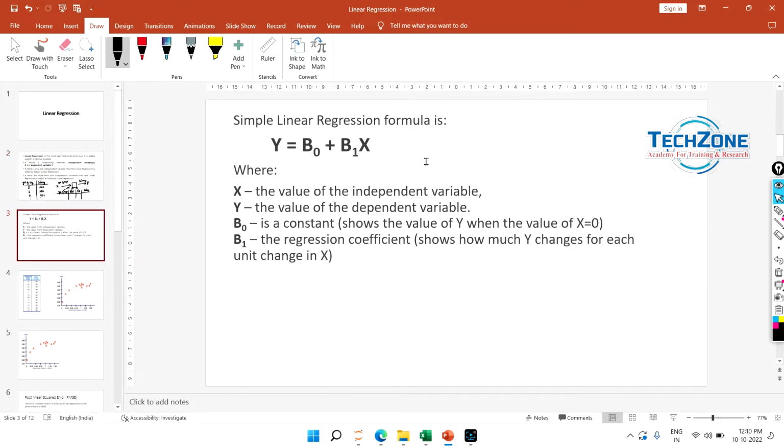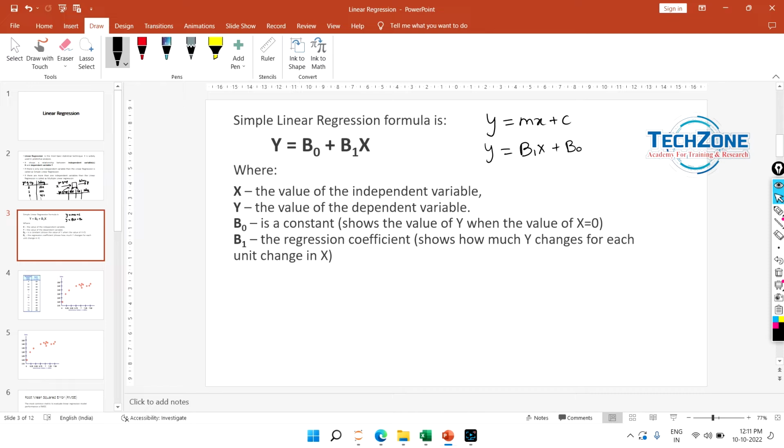Now, the simple linear regression formula is y = b0 + b1x. This is the formula of simple linear regression. Don't get confused. We have seen this formula before. It's y = mx + c. We have seen this formula and used it in a different form, y = mx + c. The notation was different, right? Here we have y = b1x + b0. It is the same thing.